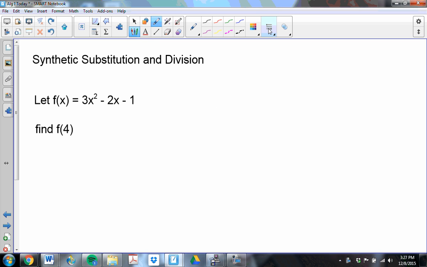Well, you know that if I plug 4 in for all my x's, and I square first, so 16 times 3 is 48, minus 8 minus 1 becomes a 39. So f of 4 is 39. And that's one way to handle this problem, just plug in the 4 and see what happens.